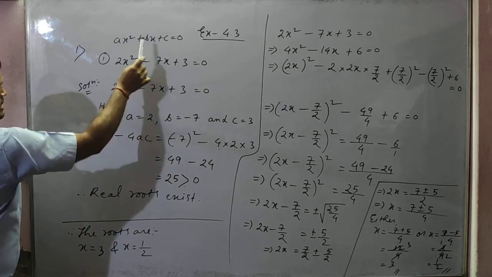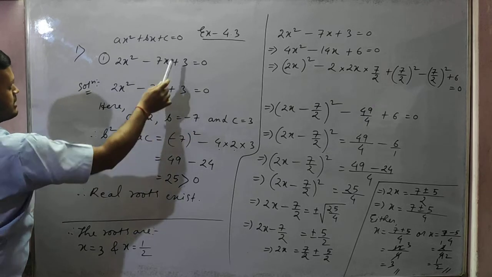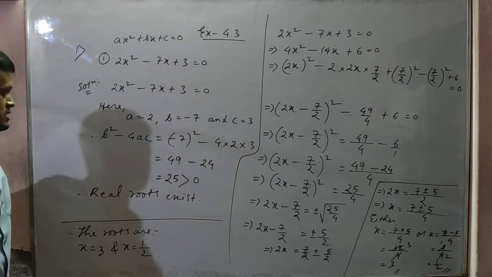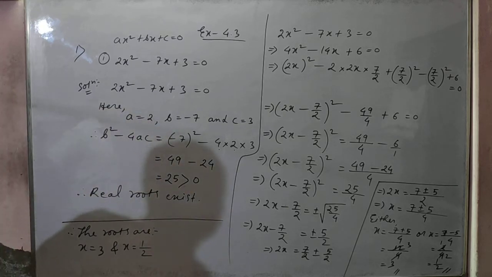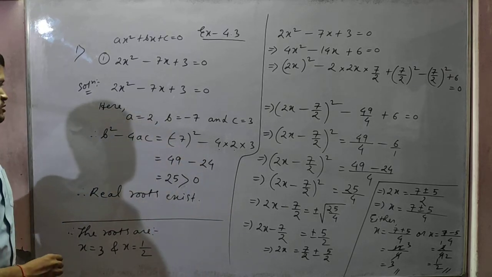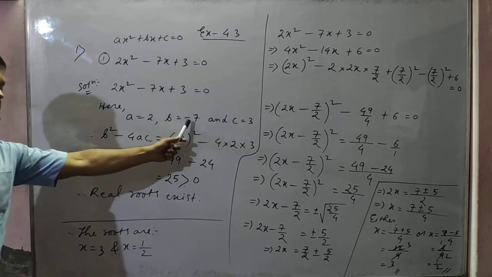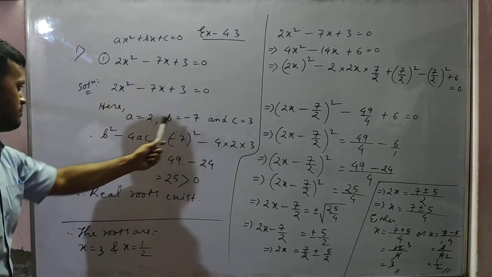Along with x, what is there? b. So b is equal to minus 7. And the last term is c. So c is equal to 3. So b square minus 4ac, you find out first. So let us find out b square minus 4ac. What is the value of b, students?